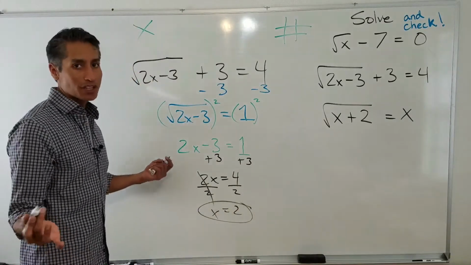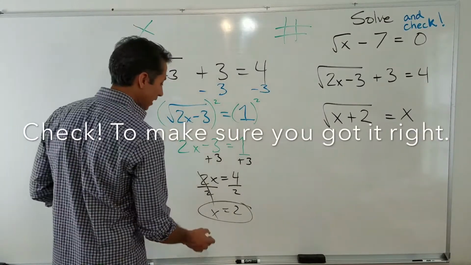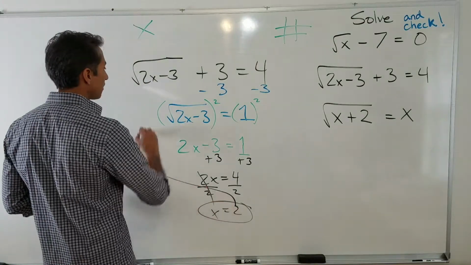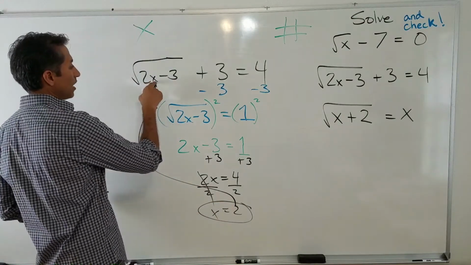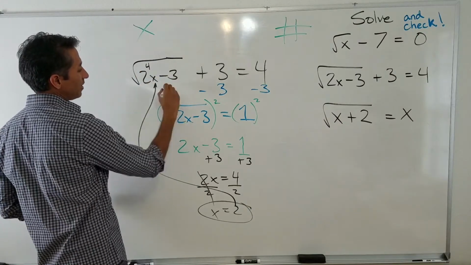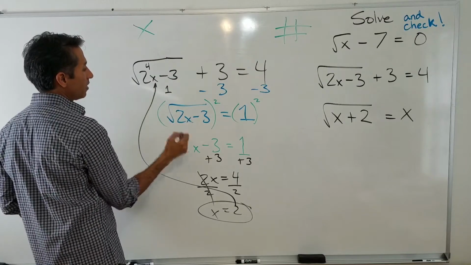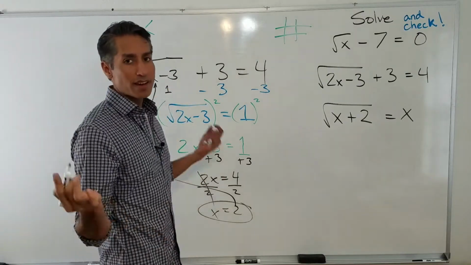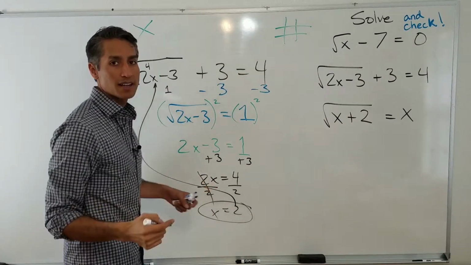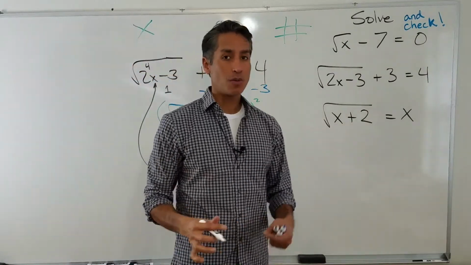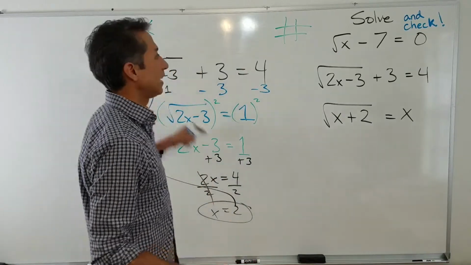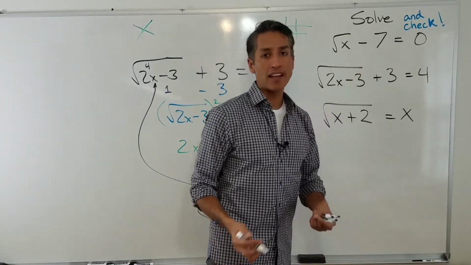And then again, we should go back and check our answer, okay? Let's see here. Let's plug this guy in right here. 2 times 2 is 4. 4 minus 3 is 1. The square root of 1 is just 1. And so is 1 plus 3 equal to 4? Yes, it is. And so we've correctly solved it for x. Then we've plugged in and we've done our check.